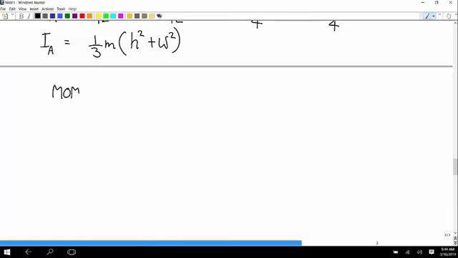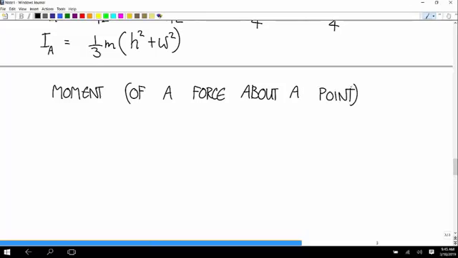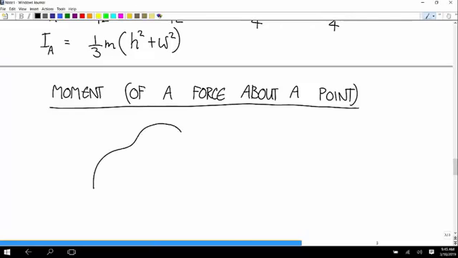The moment and of a force about a point. The definition of this: you have some arbitrary body, and you have a force applied at some location.